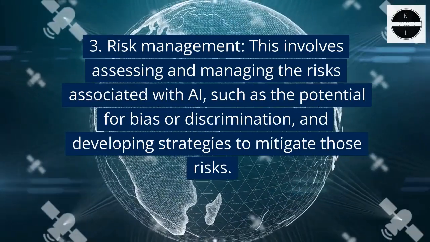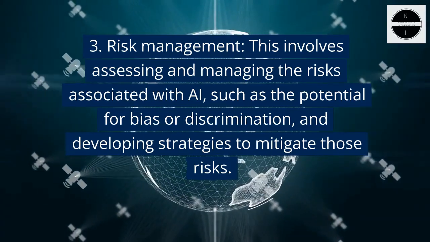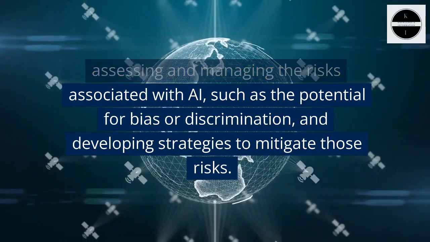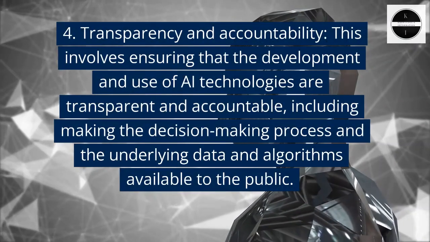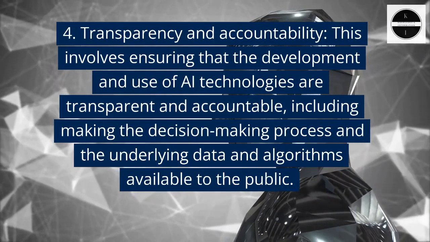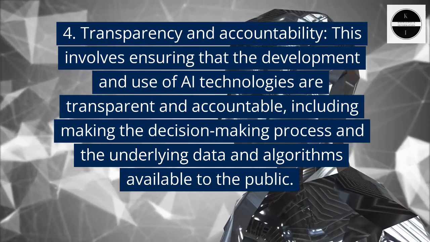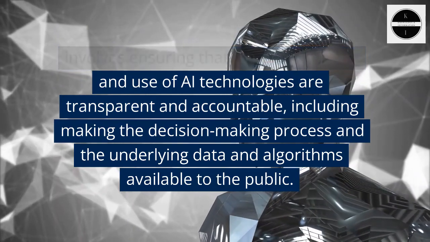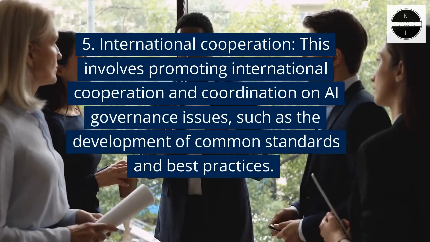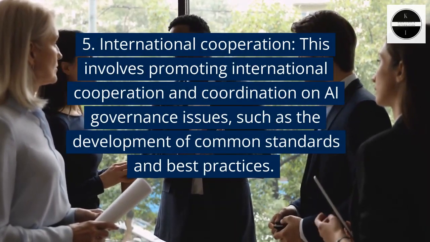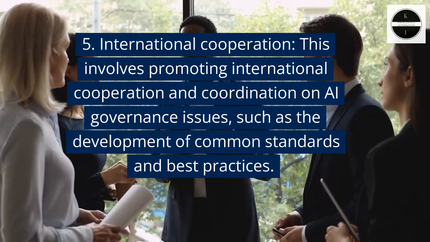3. Risk management. This involves assessing and managing the risks associated with AI, such as the potential for bias or discrimination, and developing strategies to mitigate those risks. 4. Transparency and accountability. This involves ensuring that the development and use of AI technologies are transparent and accountable, including making the decision-making process and the underlying data and algorithms available to the public. 5. International cooperation. This involves promoting international cooperation and coordination on AI governance issues, such as the development of common standards and best practices.